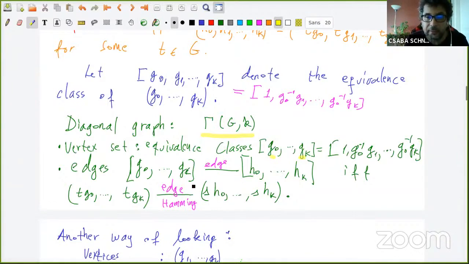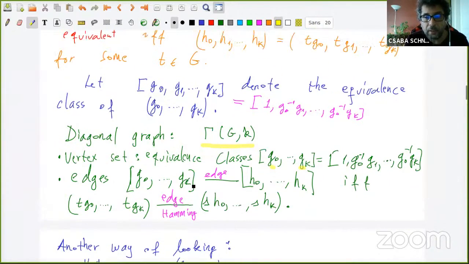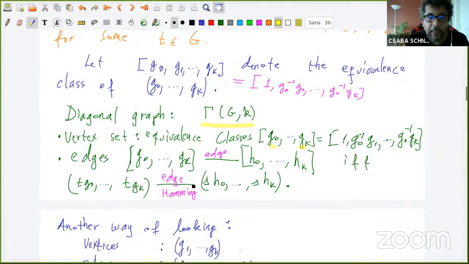So this is a symmetric, undirected graph. This is a regular graph. This is going to be a simple graph without loops. So it defines a graph. And here the underlying group G can be finite or infinite. So this construction works equally well for finite and infinite groups.